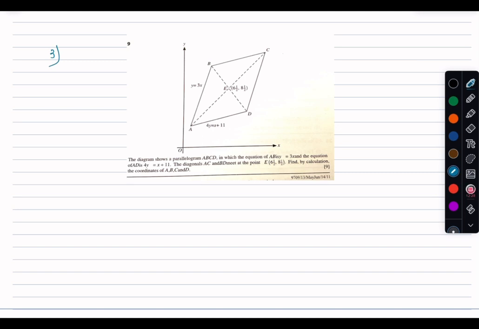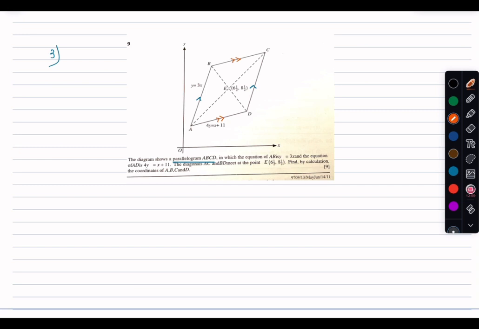So here in the question they are saying it's a parallelogram ABCD. So here we are expected to know the properties of a parallelogram. So ABCD is a parallelogram. For a parallelogram we know that AB shall be parallel to CD, and in the same manner BC should be parallel to AD. So we have to be very careful with the directions. AB parallel to DC and BC parallel to AD.